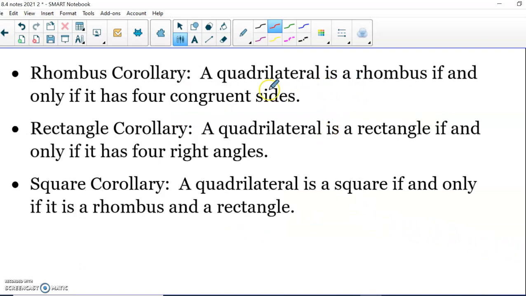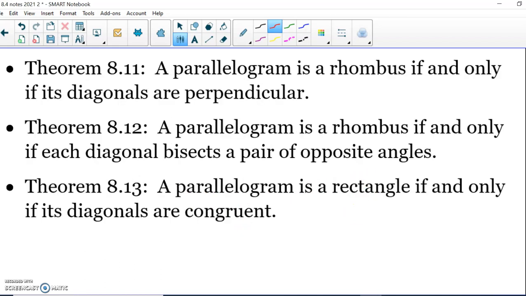All right. The corollary to it says any quadrilateral that has four congruent sides has to be a rhombus. So we also know that our square would be a rhombus because it also has four congruent sides. Okay, if it has four right angles, it has to be a rectangle. And if it's both a rhombus and a rectangle, we call it a square. All right, let's talk about some rules.